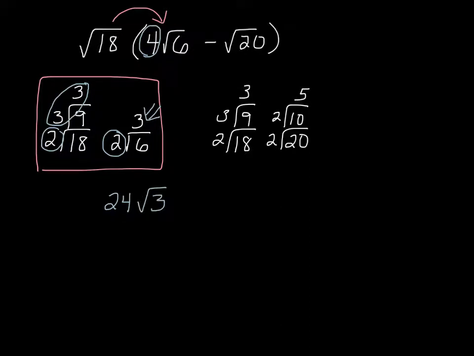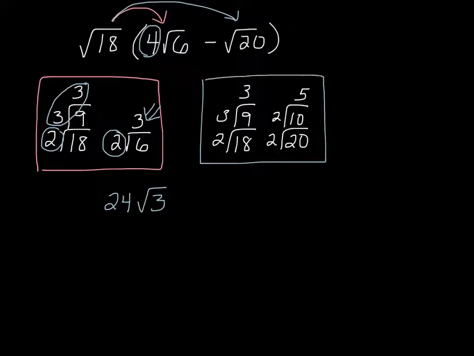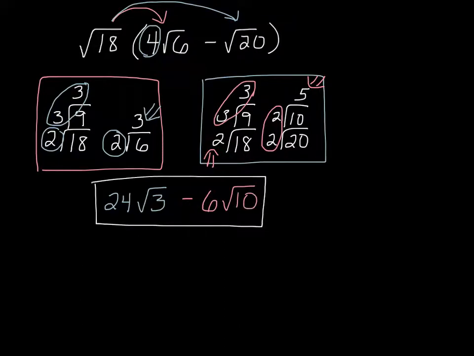Then I distribute the root 18 to the root 20, and I look at these pairs here. And so when I look at those, I have a pair of 3's and I have a pair of 2's. And so I'll take out 3 times 2, which is 6. The negative came from the original problem. And what I still have left are 2 times 5, so root 10. And I don't have like terms, so this is my final answer.